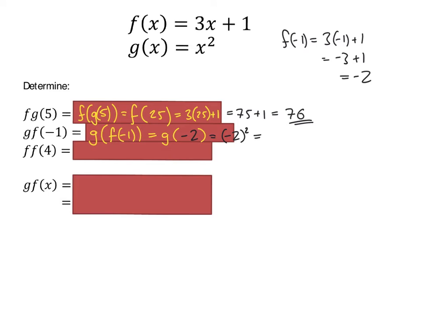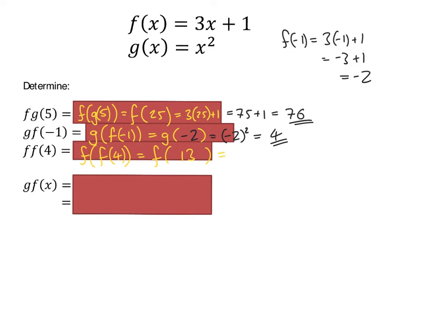We look at the g function now, and g of -2 is what we want to find out. It's -2 squared, which is 4. Finally, we can use the same letter, so f of f of 4. We start by working out f of 4. Now I can do that just about in my head. So 3 times 4 add 1 gives me 12 add 1, or 13.